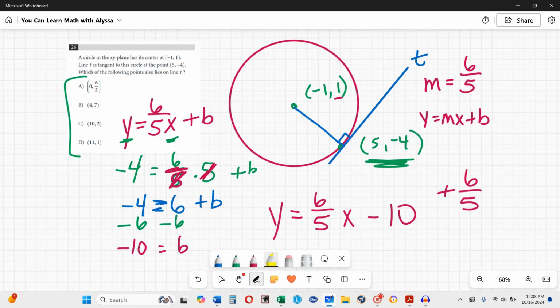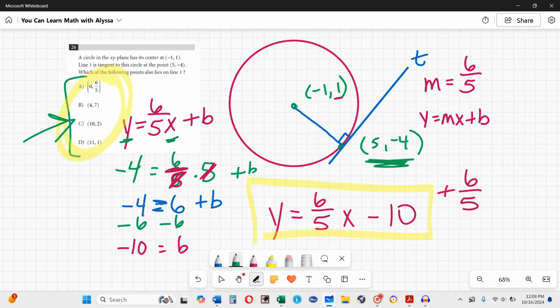At this point, you have two options. You can plug in each of your 4 points one by one. If you're very fast at plugging numbers in and multiplying, that may be the best choice for you. The other way you can do it is you take this y equals 6/5 x minus 10, plug that into Desmos, and you drag up and down that line until your x is at each of these positions and see what the y value is.